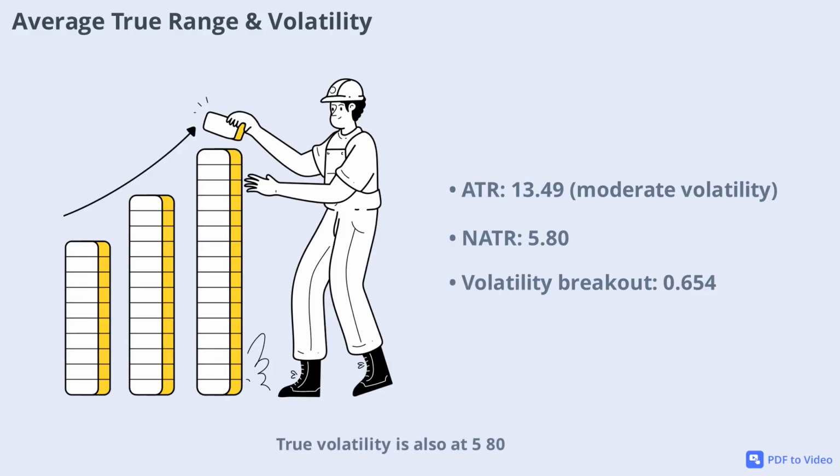True volatility is also at 5.8, and the volatility breakout indicator is 0.654, suggesting that while price swings are present, they're not extreme. Understanding volatility helps traders set stop-loss levels and manage risk more effectively. Let's look at how these volatility measures impact trading strategies.